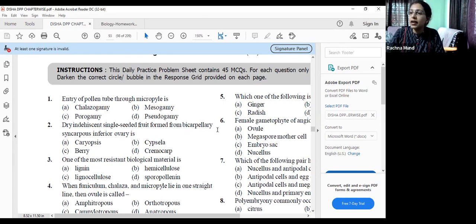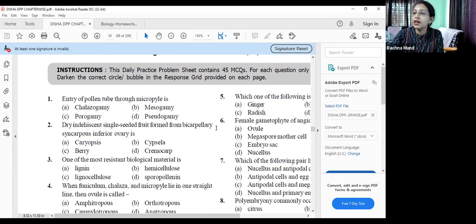Today we shall start a new topic, and that is sexual reproduction in flowering plants. Your class 12, second chapter. This is the repeater batch, and I suppose you all must be aware of the topic, right?